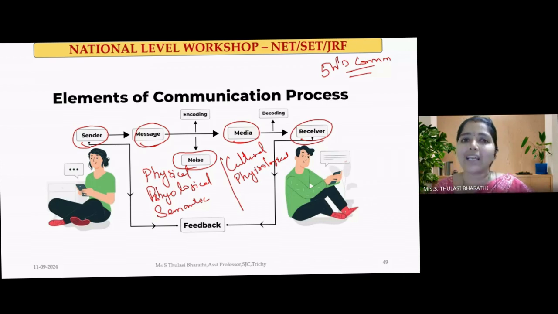Physical barrier. Psychological barrier. I am not feeling good. I am mentally upset. Please kindly don't disturb me. I am psychologically not good. Semantic barrier. I am talking to you, and you're not able to understand my language.